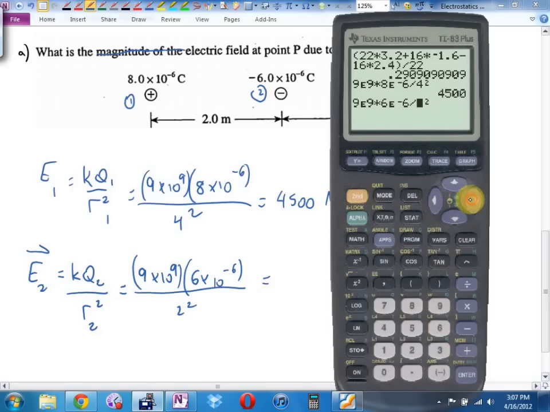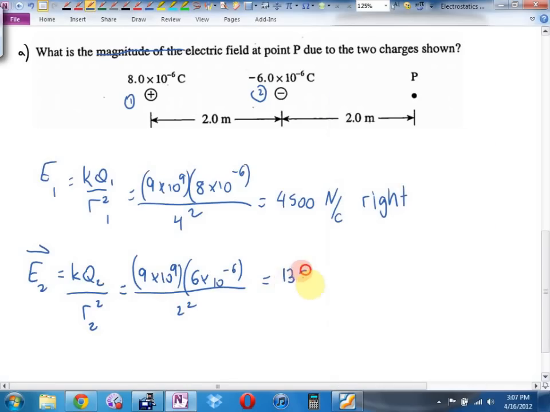6, 2, and I get 13,500 newtons per Coulomb. Direction: which way would this move a positive charge if it could? It's attracting.